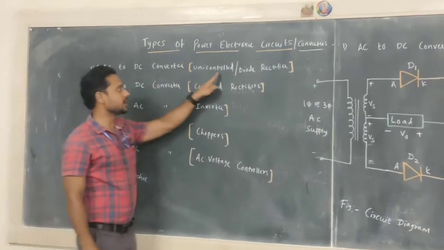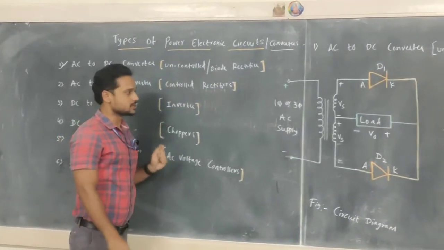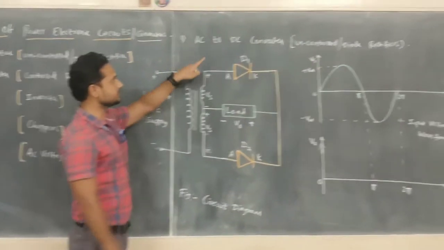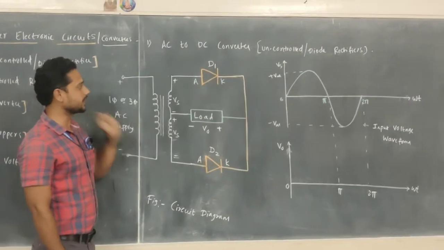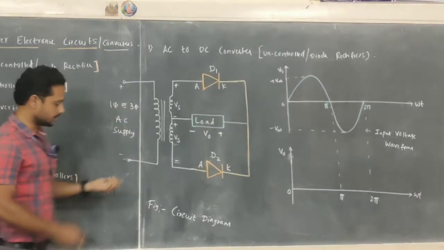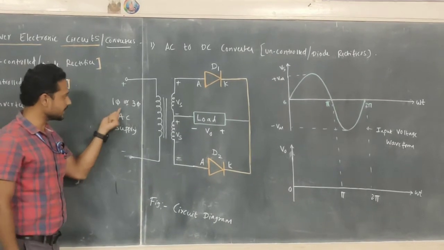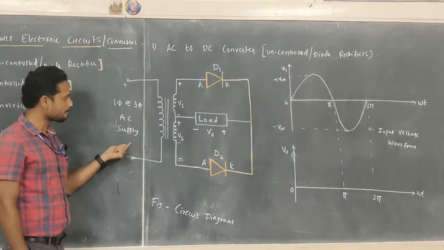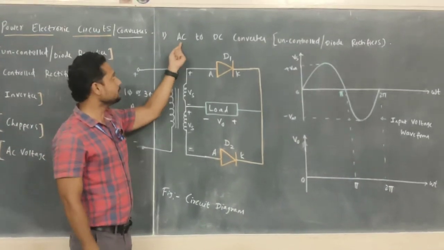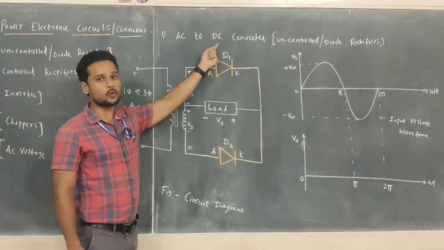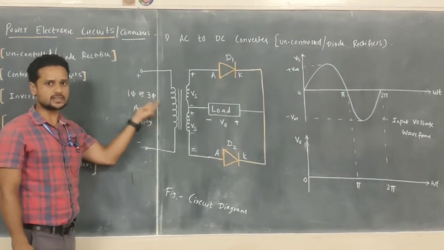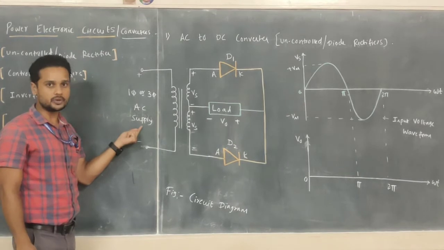Which is also called an uncontrolled or diode rectifier. So you can concentrate on the circuit diagram and waveform. This is your first one, the uncontrolled rectifier. As far as the circuit diagram is concerned, here you can feed a single phase or three phase AC supply. The reason is that the title itself suggests that the input must be AC and the output you are getting must be DC. Therefore, you are feeding either single phase or three phase AC input voltage.